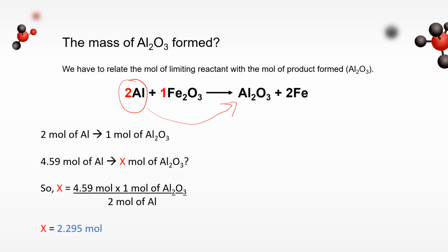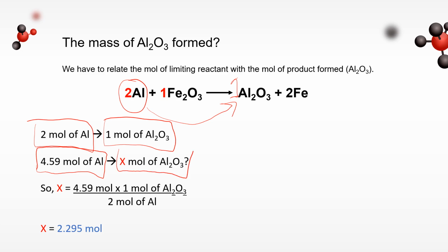2 moles of aluminum produce 1 mole of aluminum oxide. Earlier, we calculated the number of moles of aluminum to be 4.59 moles. So how many moles of the product formed, in the case of aluminum oxide? We have to crisscross multiply. Then we get X equal to 4.59 mole times 1 mole of aluminum oxide divided by 2 mole of aluminum. So we get the moles of the product formed is 2.295 moles.